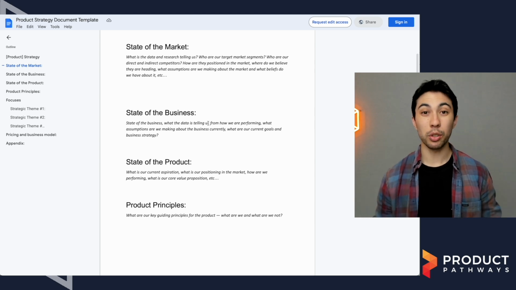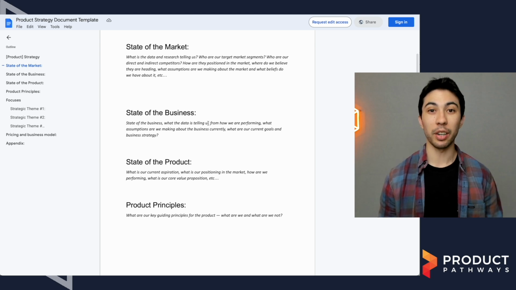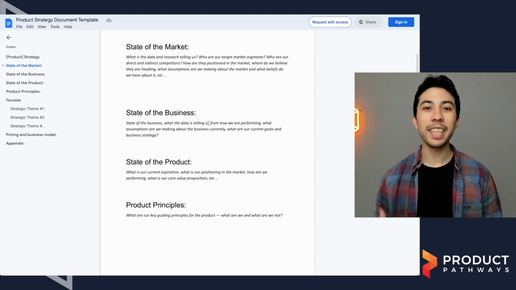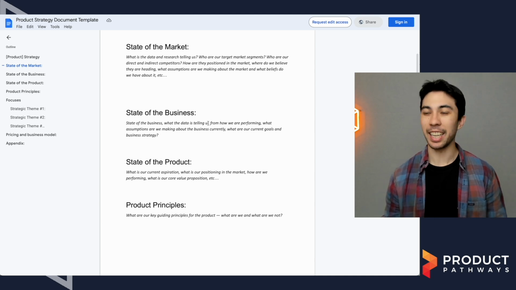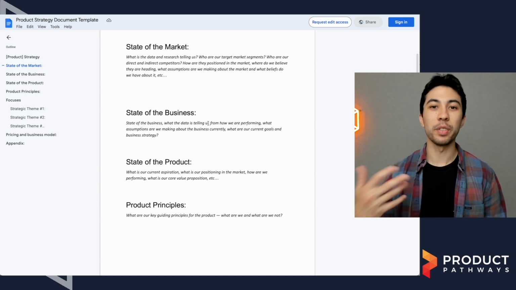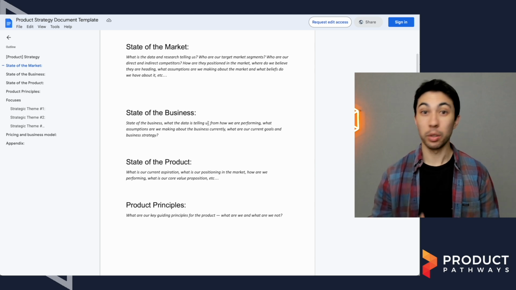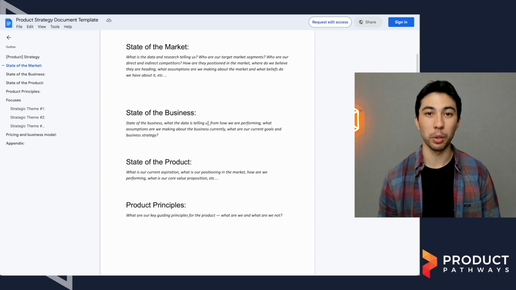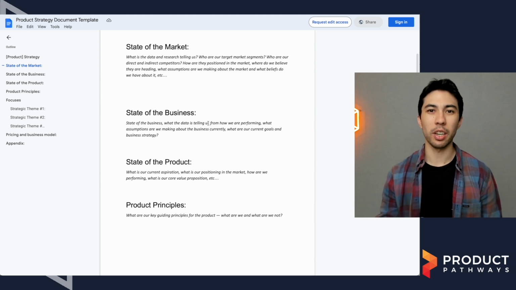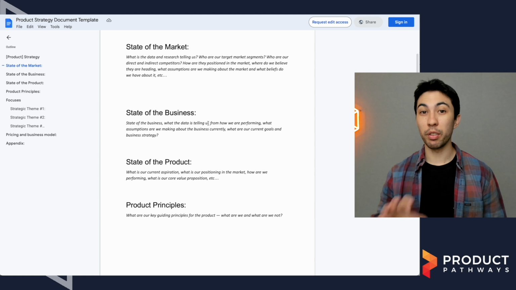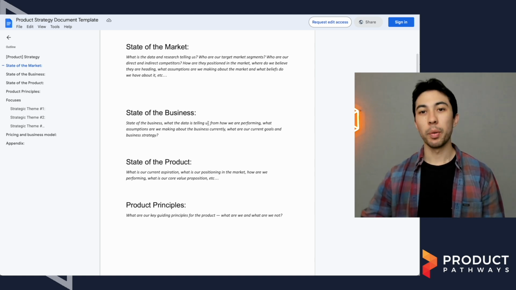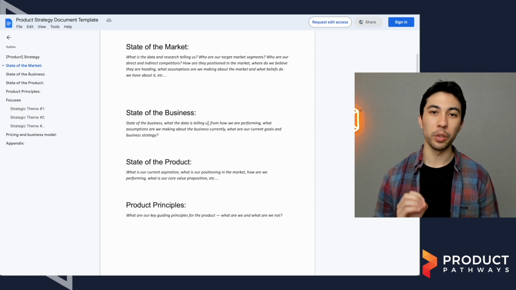And what these sections do is they create a forcing function to go and get that data and do that research. So in order to fill out these sections, you need to have a level of data and insight into the state of the market and into the state of the business and into the state of your product too. And obviously, the more data rich these sections become, the more informed your strategy is going to be, and therefore the more impactful it's going to be, right? So it creates a forcing function for discovery.